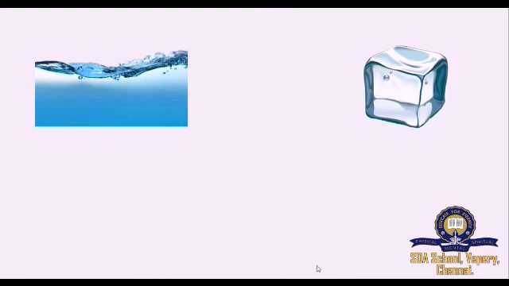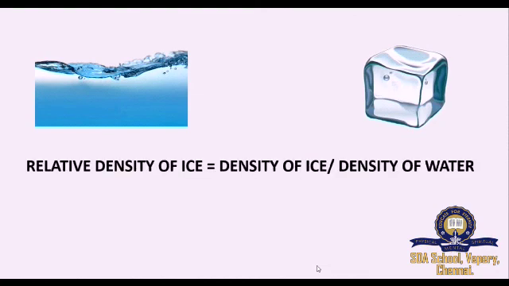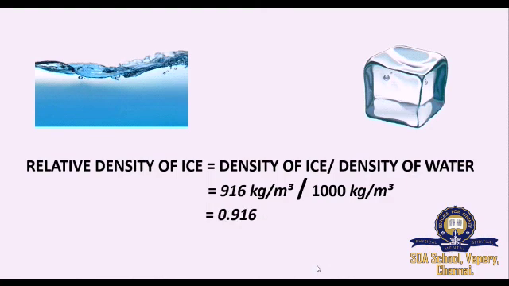So now there's a question for you. How will you find the relative density of ice? For that you have to know the density of ice, right? So this is the formula. Density of ice is 916 kilogram per meter cube. Density of water is 1000 kilogram per meter cube. So we have to substitute it and we are getting 0.916. Right?